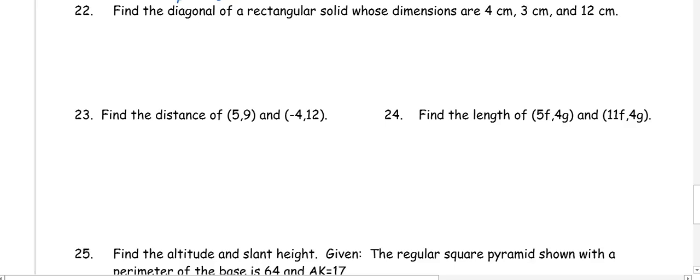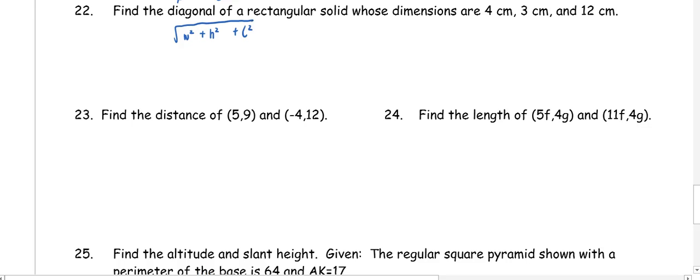This video is for 22 to 26. So in 22 it wants us to find the diagonal of a rectangular solid. Remember, the diagonal of the rectangular solid is equal to the square root of the width squared plus the height squared plus the length squared. It doesn't matter which one is which as long as we know all three dimensions.